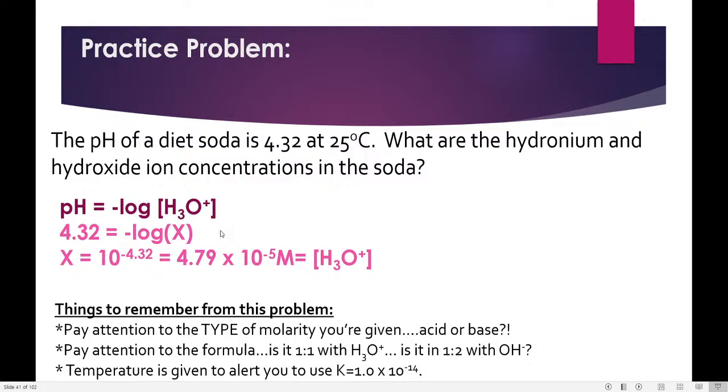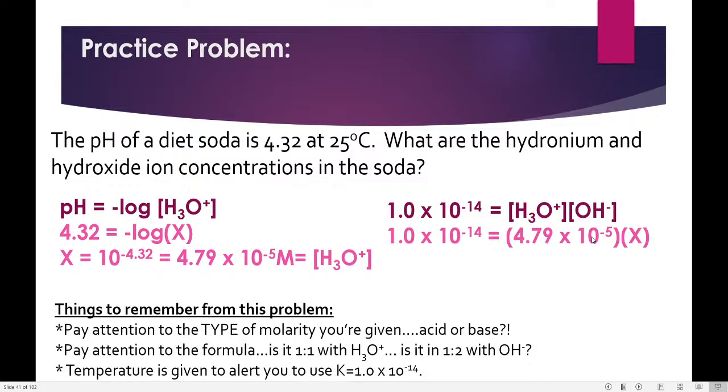This right here, though, this is hydronium, right? I've answered half the question. I still need to answer what is the hydroxide. Okay, so I'm going to go to this equation at 25 degrees and take that hydronium number I just solved for and plug that in here. If I do that, I can solve for hydroxide. There will be the second half of my answer. But I want you to recognize it's not the only way to solve the problem.